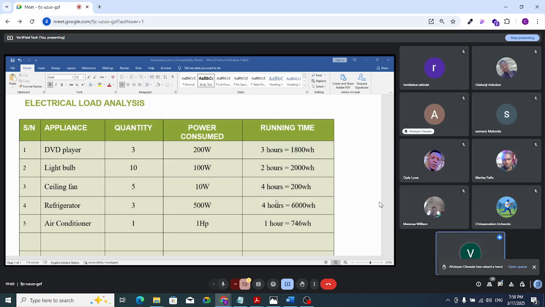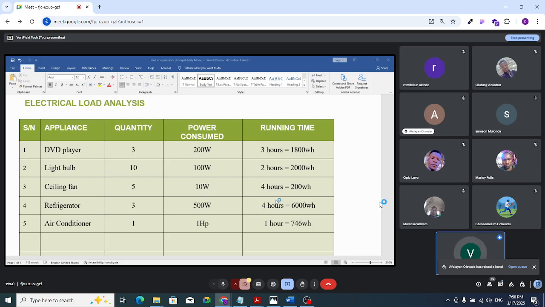Thank you. So 5 appliances to be powered up. How do we go about it? All right. There is a formula to use. But before we get to that formula, let us take down the parameters of these 5 appliances.